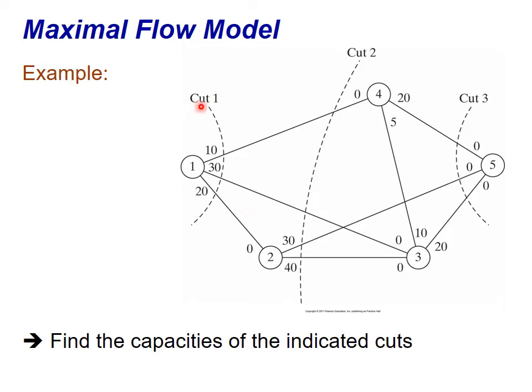So now, if we want to find the capacities of these cuts, we just need to add up the capacities of the arcs in the cuts. In the first cut, for example, we have this arc with a capacity of 10, this arc with a capacity of 30, and this arc with a capacity of 20. So the capacity of cut 1 is equal to the summation of these, which is 60. Similarly, we can calculate the capacities for cut 2 and cut 3.